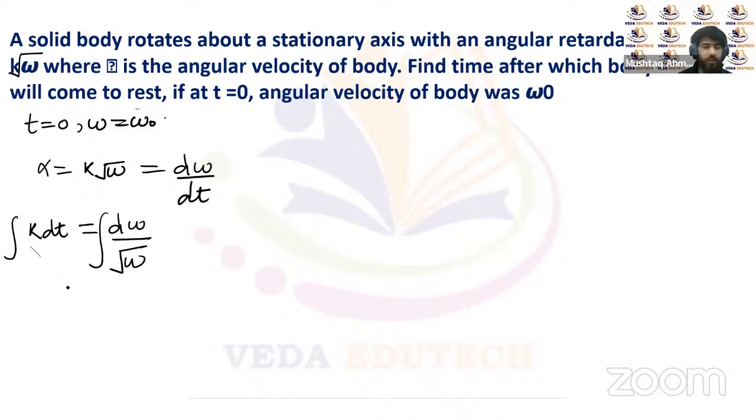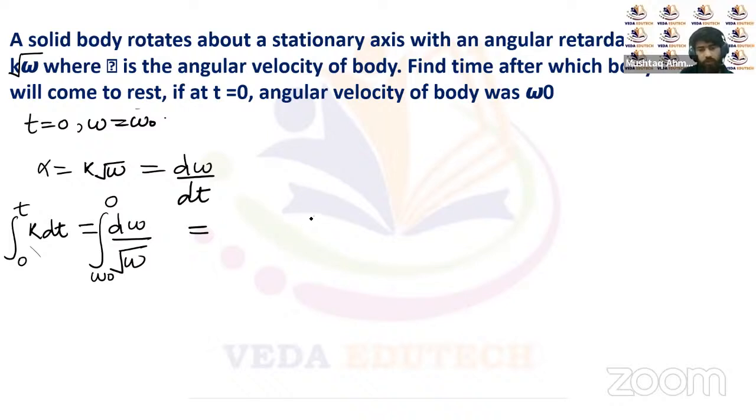The limits: at time t equal to 0, the initial velocity was omega naught, and after some time t, it has the velocity equal to 0, because the body comes to rest and the angular velocity comes to 0. Now we have to integrate this.